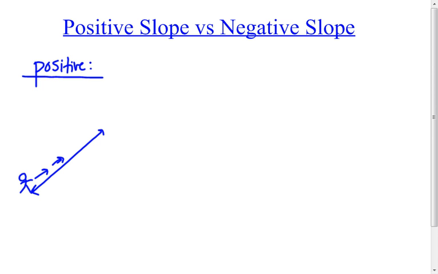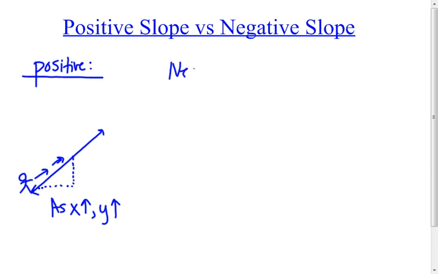So positive slopes look like this. This right here has a positive slope, and what you need to know is this. As your x increases, in other words, as you move to the right, you also move up. So as your x increases, your y increases. Okay, that's what you need to know.